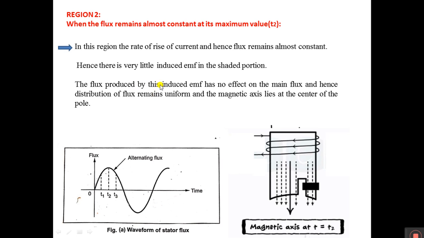So the flux produced by this EMF has no effect on the main flux, and hence the distribution of flux remains uniform throughout the pole, and the magnetic axis lies in the center of the pole. In the first case, most of the flux was crowded in the unshaded part. Here, all the flux is uniformly distributed throughout the pole. So this is the center of the magnetic axis.